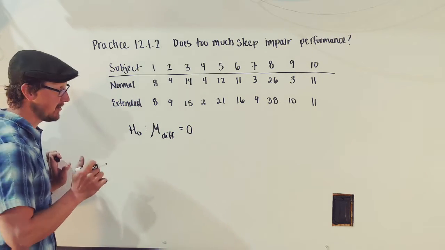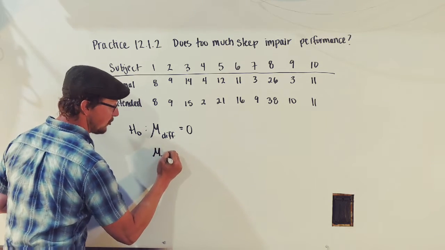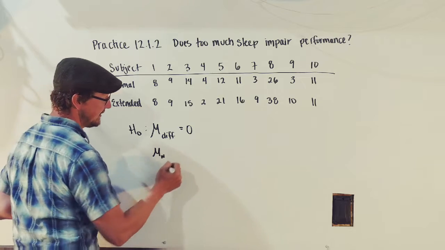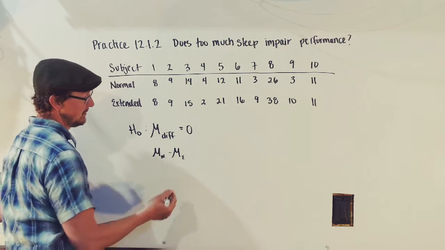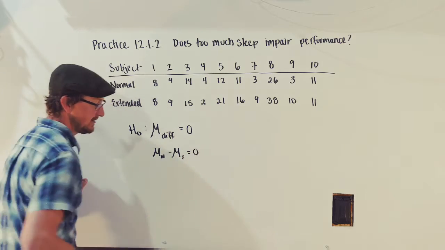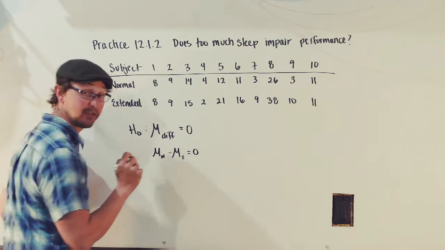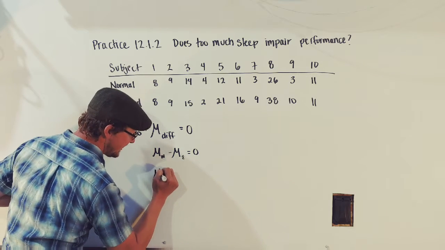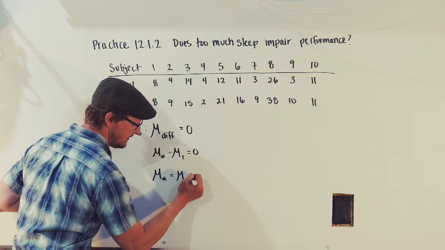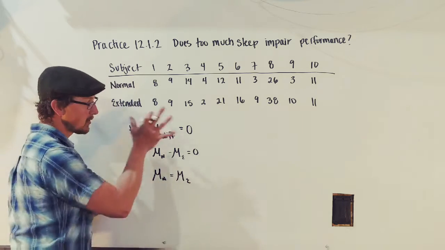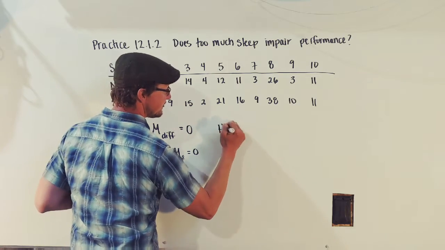We could say this in another way as well. We could say mean of normal sleep, mu sub n, minus mean of extended sleep is equal to 0. It's a different way to think about it, but we're talking the same thing. We could say it in a third fashion too. We could say the mean of normal sleep is equal to the mean of extended sleep. All these options, A-okay.